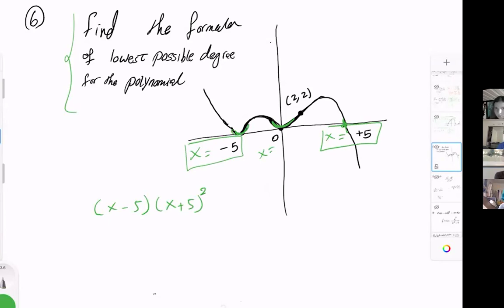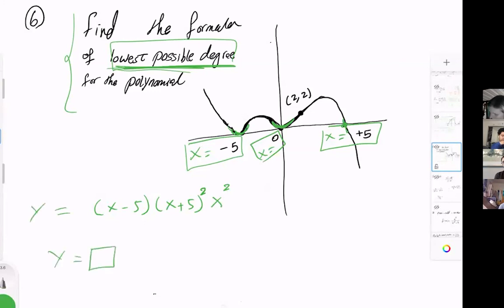You can put degree 4, degree 6, degree 8, but they said the lowest possible degree, correct? That's questionable, because if it was degree 4, it also touches the x-axis. But since it's the lowest possible degree, I'm going to put x squared. Here, x equals 0, that means we have x, but degree 2 because it touches. So far we have y equals a coefficient, x squared, times (x plus 5) squared, times (x minus 5).